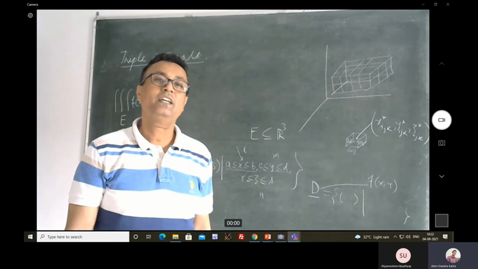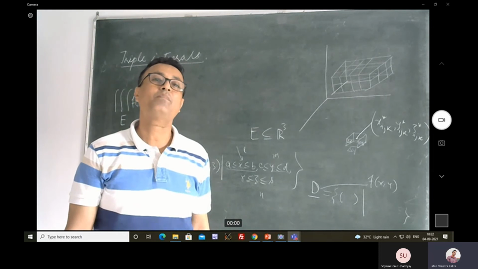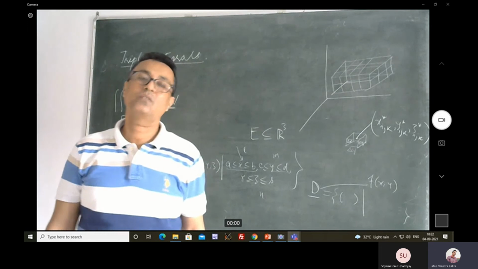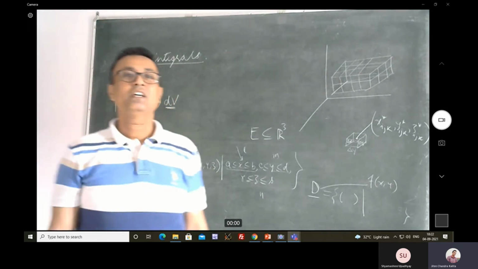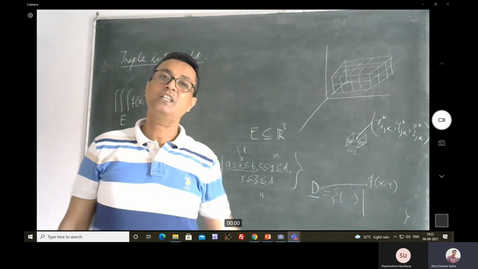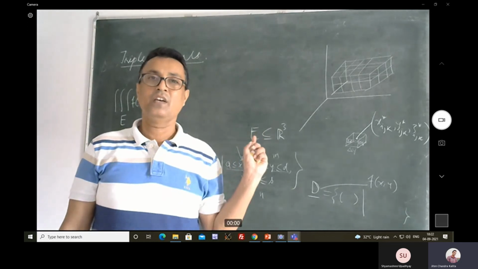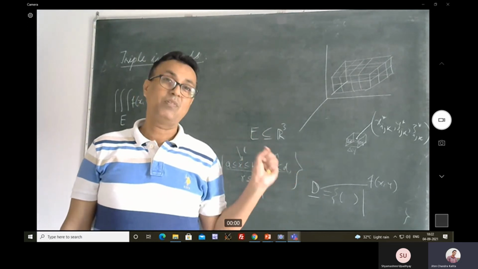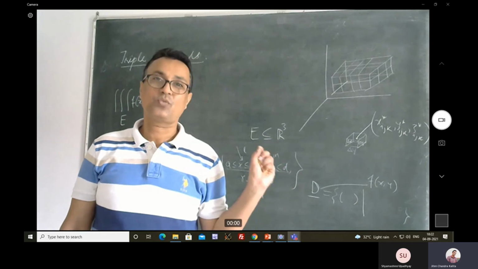And then, the upper limits of the sum, we are going to let them tend to infinity, and that is going to define the triple integral. That's it. Because you are already quite conversant with the double integral defined in this way.